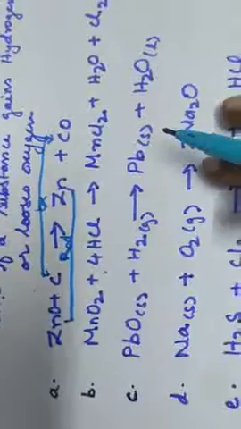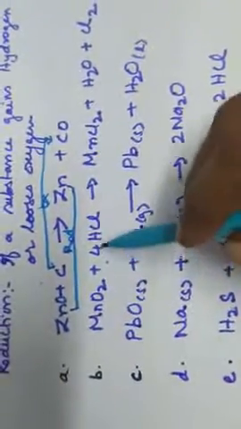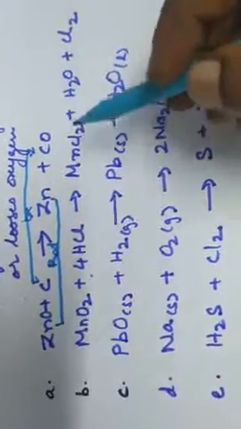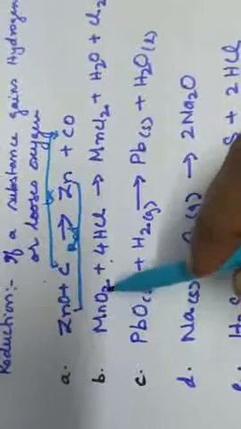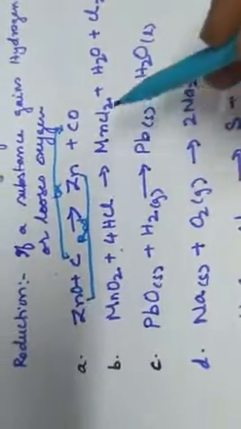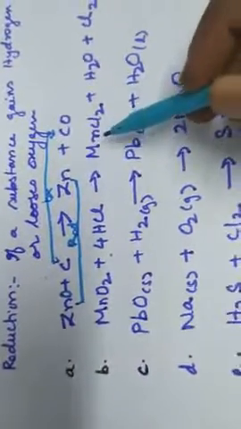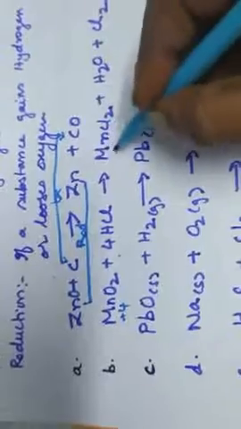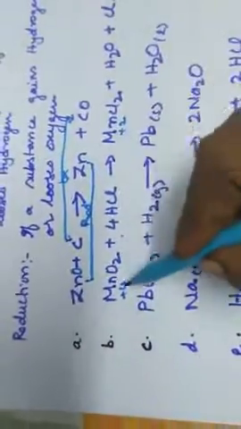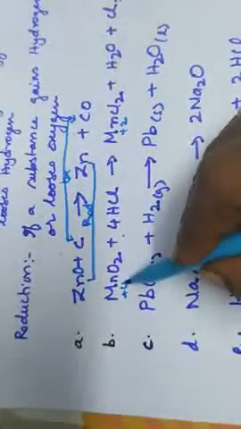And then we have another example. MnO2 plus 4HCl gives you MnCl2 plus H2O plus chlorine. What is oxidized, what is reduced? Let us find in this. Mn has lost oxygen, but it has been replaced with chlorine. Here it is +4 state, here it is +2 state. So losing oxygen is reduction. Here it has got reduced.